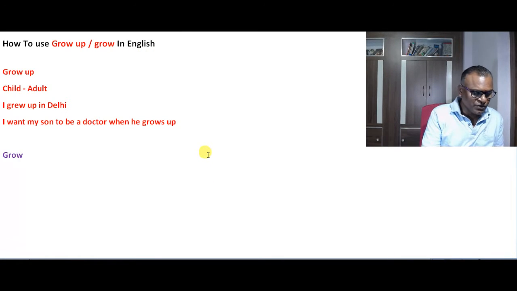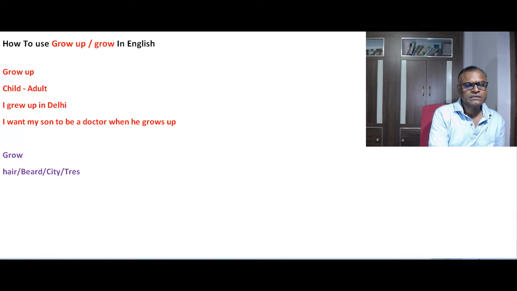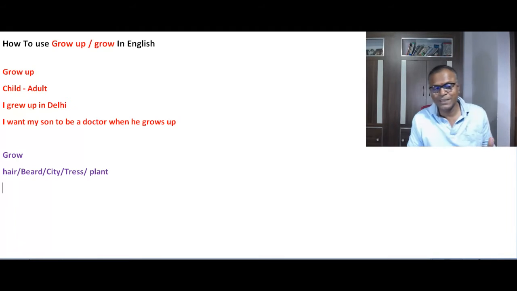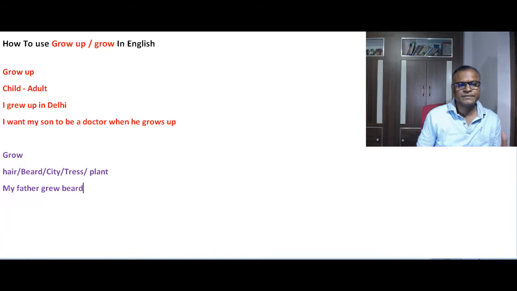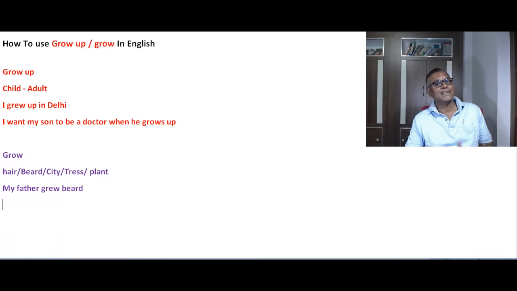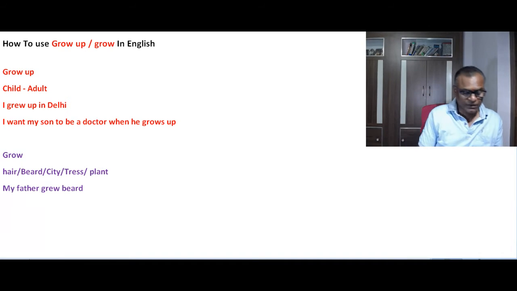We use grow for like hair, beard, city, or like trees, a plant. For these you can use like my father grew a beard. Okay, my father grew a beard.